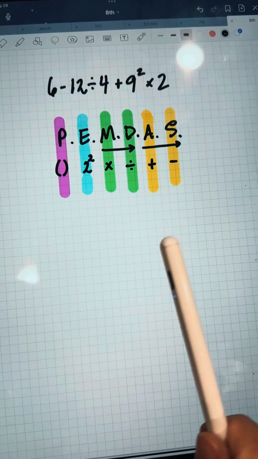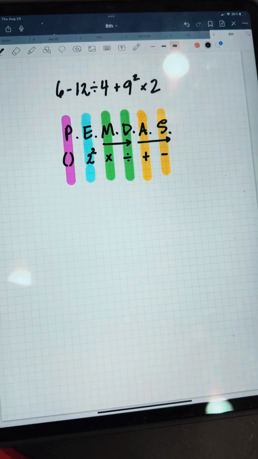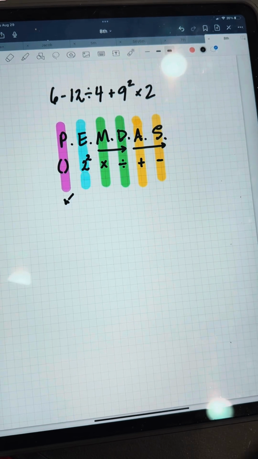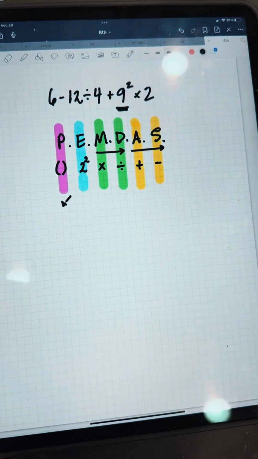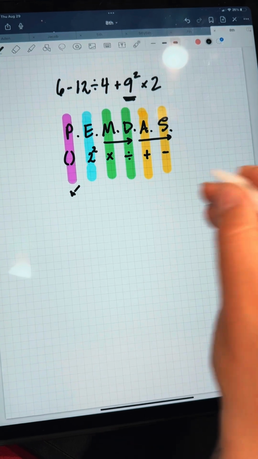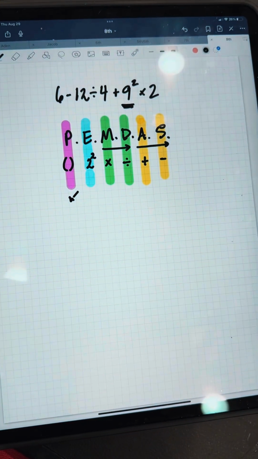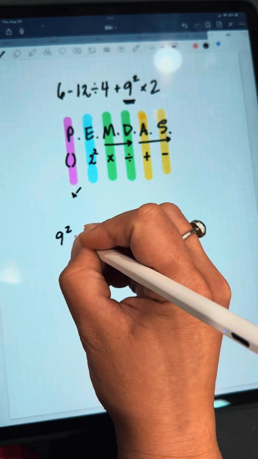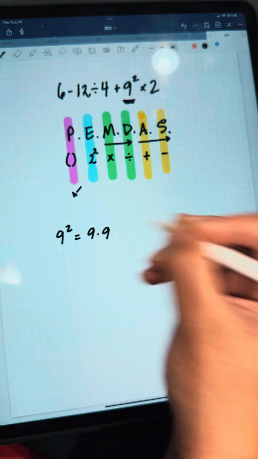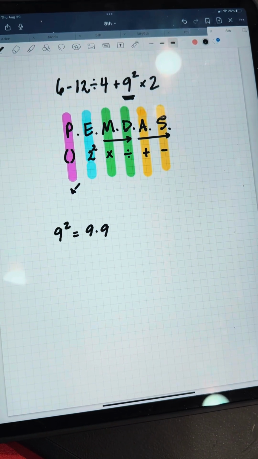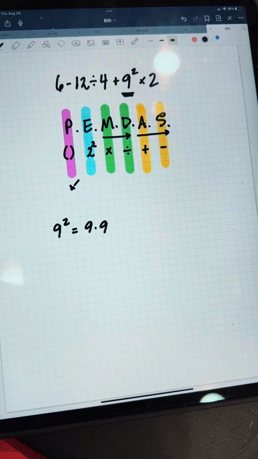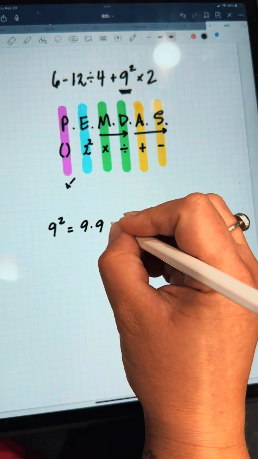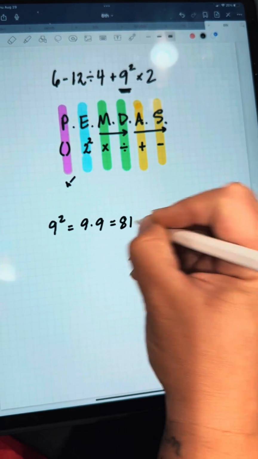Okay, so as mentioned, this particular problem does not have any parentheses. So this is done. The next step is exponents. We see right here that we can work on an exponent. Remember that an exponent is just asking you to multiply the base times itself. So 9 squared is actually 9 times 9. I prefer our students to not use calculators in this unit, but if you need to, that's fine. We also have multiplication table charts, and you would find this to be 81.